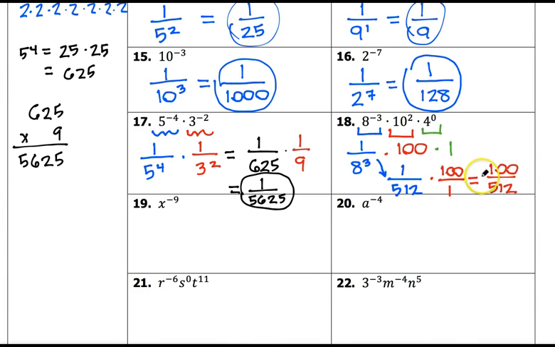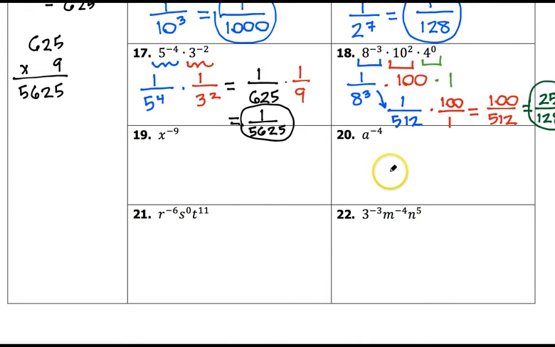100 over 512 will reduce. Think for a moment how we could reduce 100 over 512. Both 100 and 512 are divisible by 4. 4 goes into 100 25 times, and it will go into 512 128 times. So this actually reduces to the fraction 25 over 128.